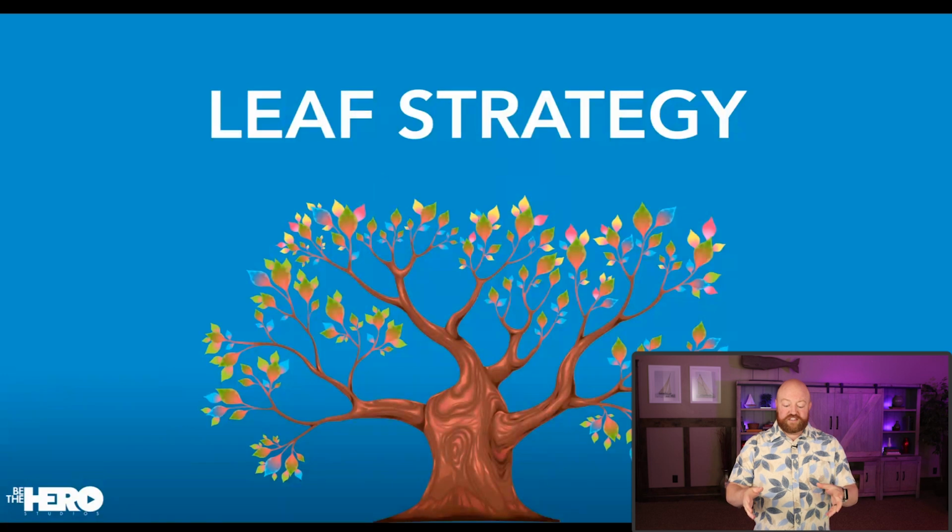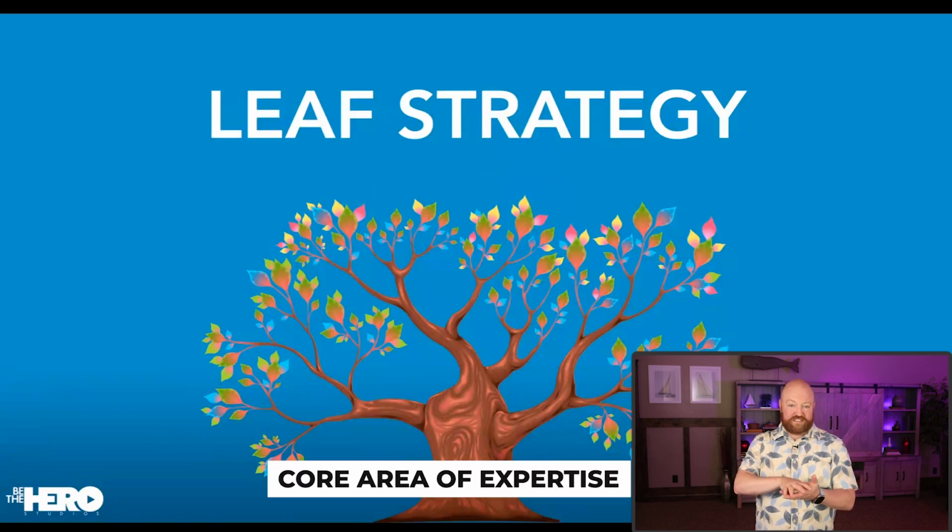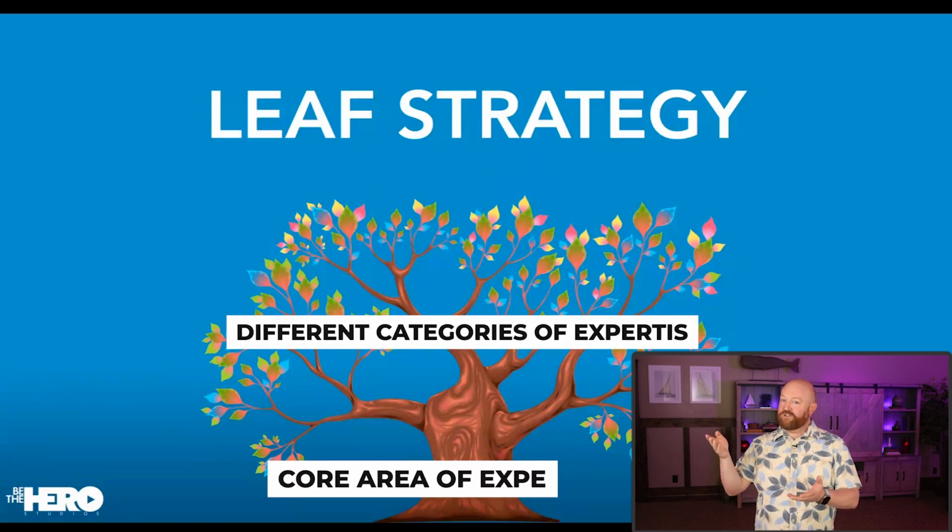Okay, so you need to understand my LEAF strategy. So when you see this tree, there's a broad trunk that goes out to the branches, that goes out to the leaves. The trunk represents your core area of expertise, and the branches are all the different categories you have expertise in.